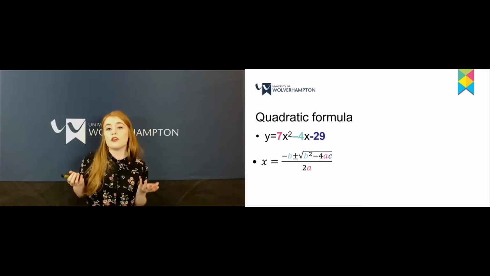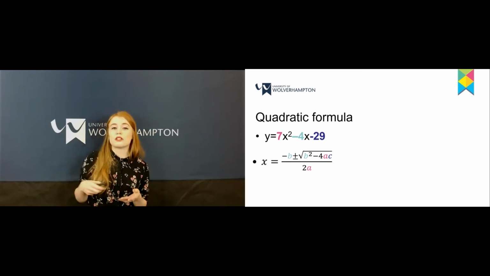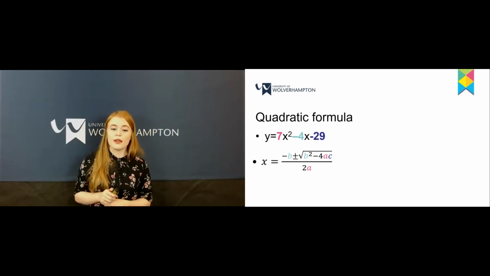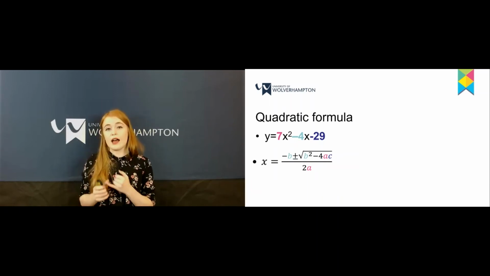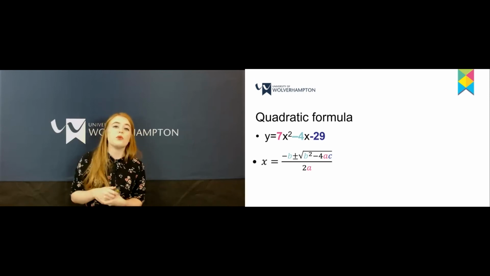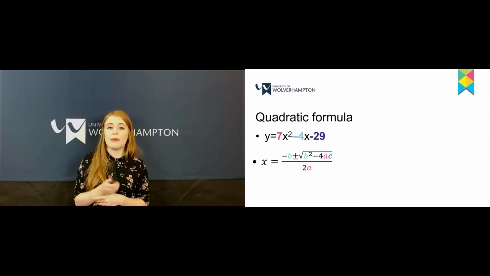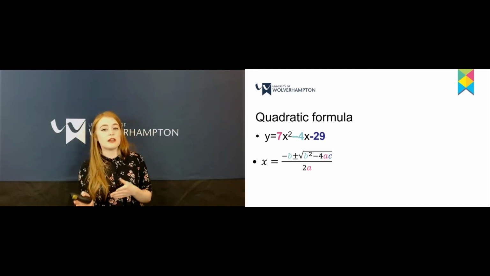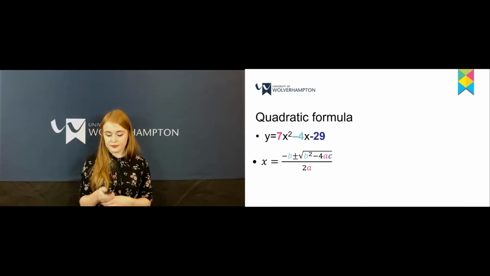So if we wanted to solve this quadratic, maybe it doesn't factorise very nicely, we could use the quadratic formula instead. Okay, so we highlight what our a, b and c are. Again, our a is the number in front of the x squared, our b is the number in front of the x, and our c is the digit at the end. Now it's very, very important to remember if it's positive or negative. So in this instance, our b is minus 4. You need to make sure that when you're plugging it into the formula, you remember to use that minus.